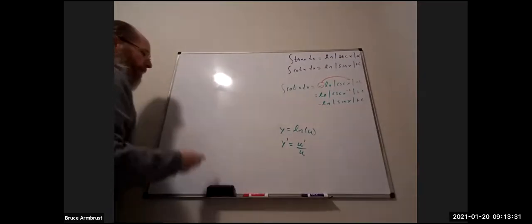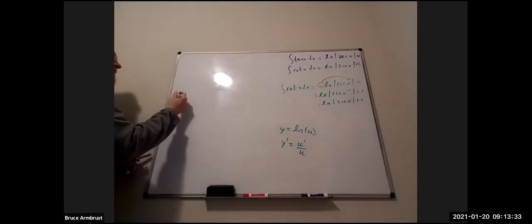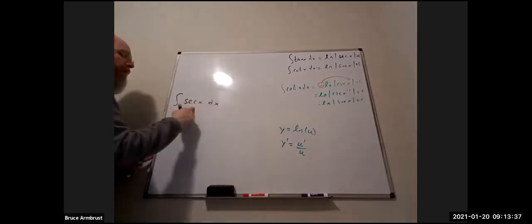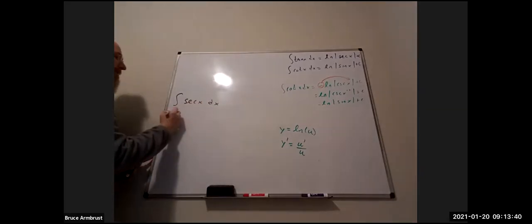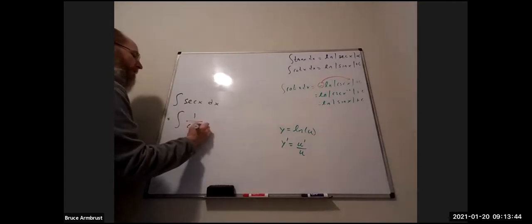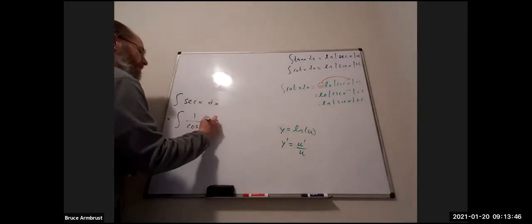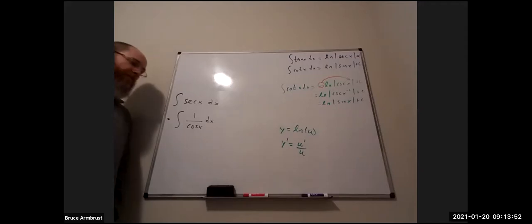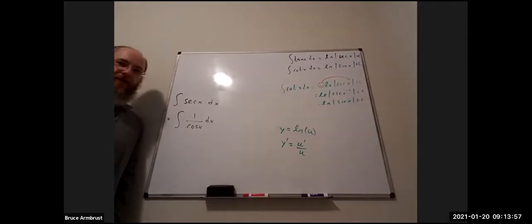So at this point, you're probably figuring out how this always plays out. If we're going to do the integral of secant, we probably want to turn it into sines and cosines. So let's do that. Let's make it 1 over cosine dx.